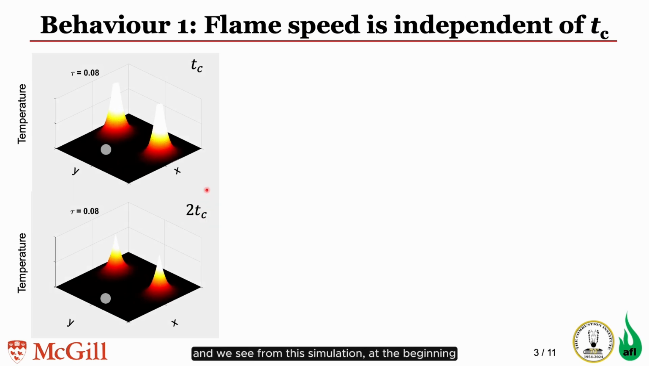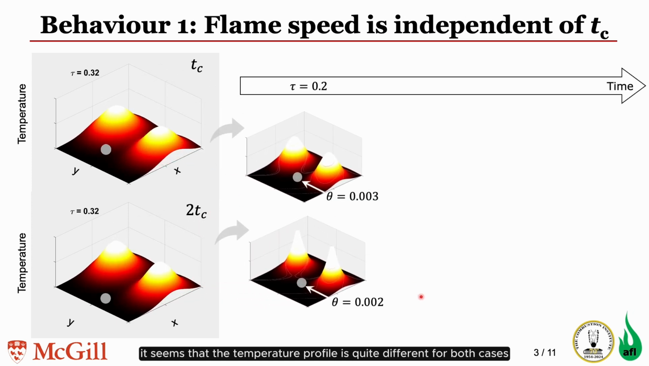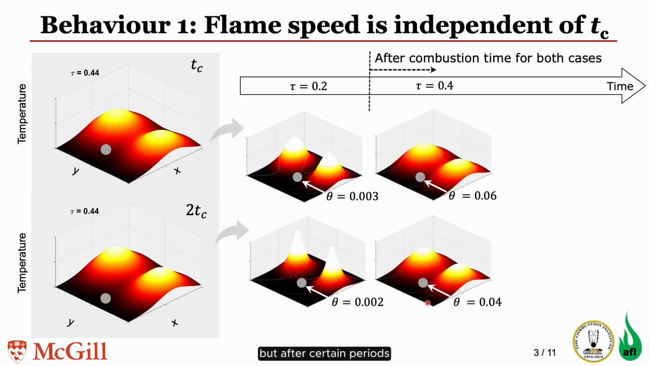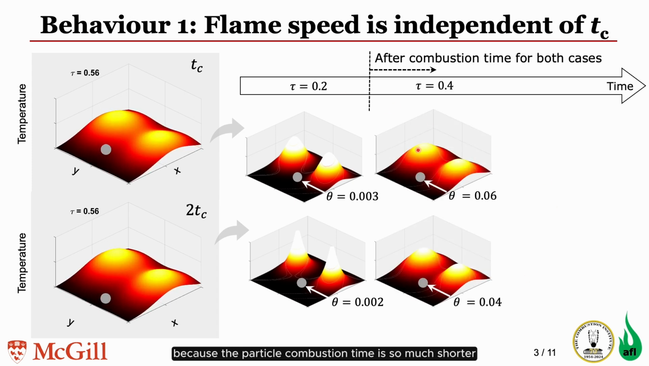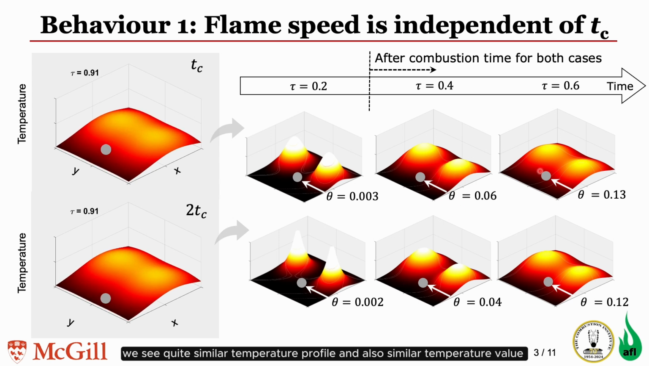And we see from this simulation at the beginning, it seems that the temperature profile is quite different for both cases. But after a certain period, because the particle combustion time is so much shorter compared to the heat diffusion time, the particle combustion time doesn't matter anymore. We see quite similar temperature profile and also similar temperature value of this unburned particle for both cases. So we can expect this unburned particle to ignite at almost the same time. Therefore, the flame speed is independent of the particle combustion time of the burning particle.